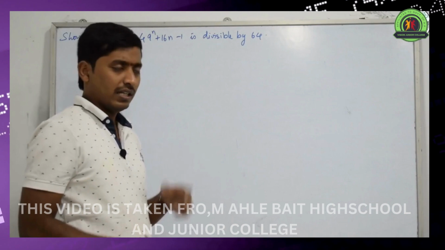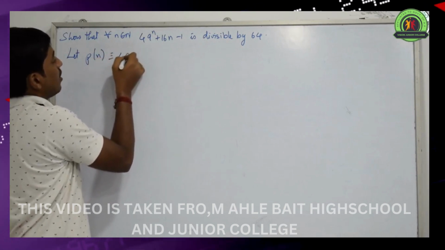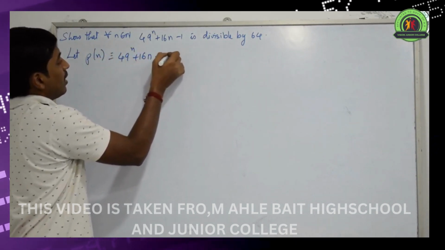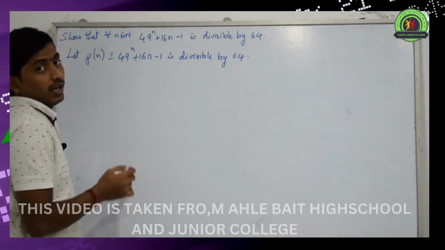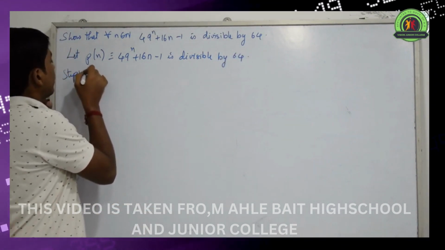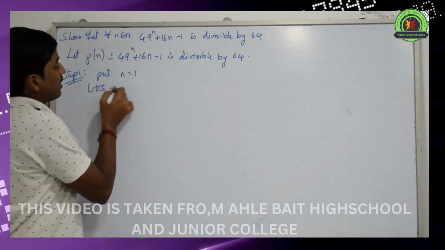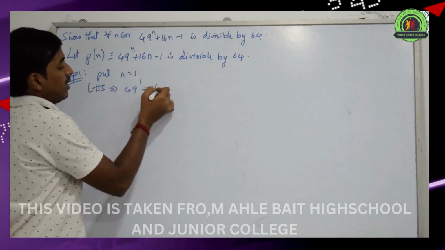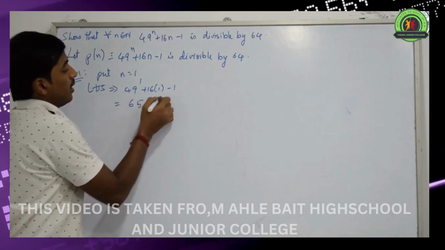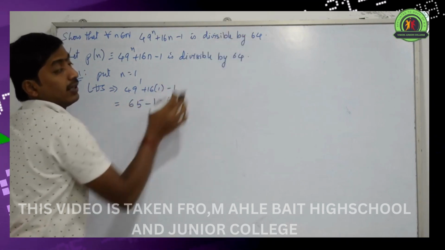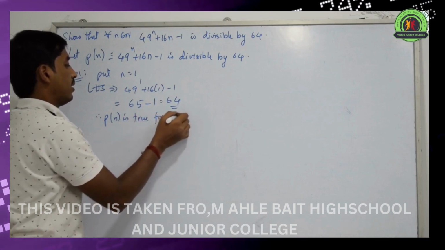Right? How do we prove it? The same steps. Whatever we do, we have to assume P of n as 49 power n plus 16n minus 1 is divisible by 64. Now, step 1 is put n equal to 1. Let us write only the LHS, that is 49 power 1 plus 16 into 1 minus 1. 49 plus 16 is 65, minus 1, therefore this is 64. Yes, therefore P of n is true for n equal to 1.